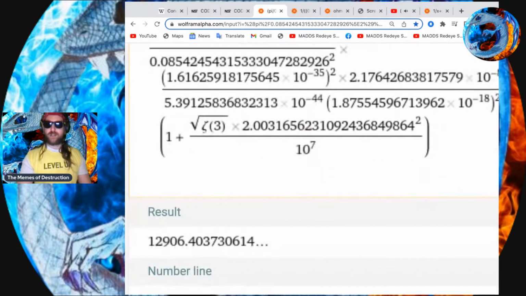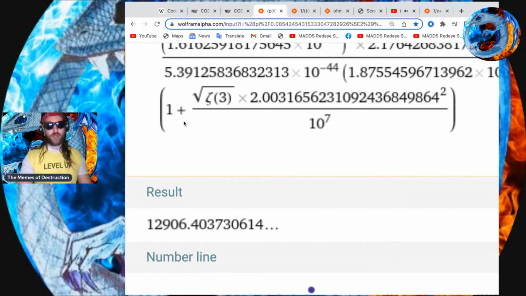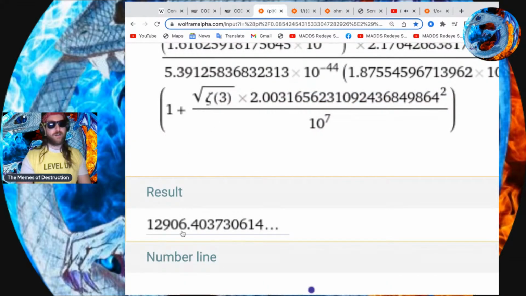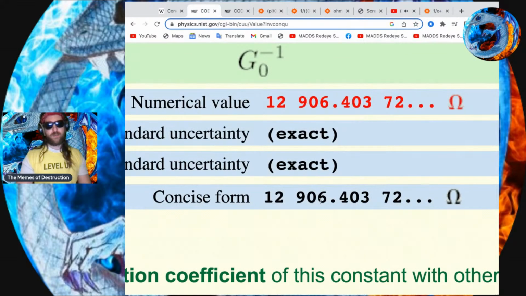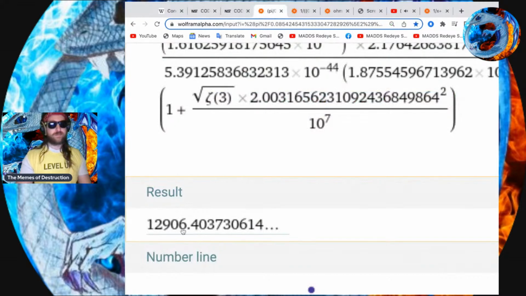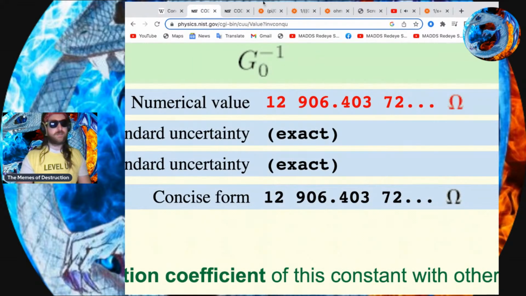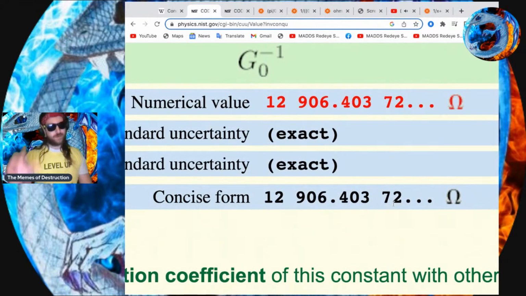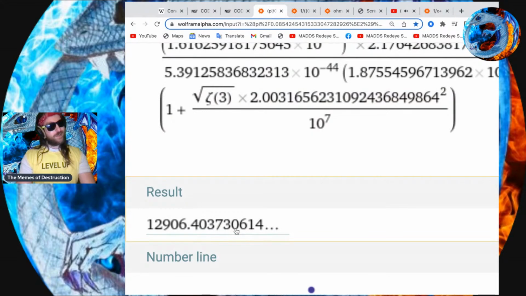So according to our derivation, the number we get is 12,906.40373, dot 72. We are off. Yes, yes. That very last significant digit. It appears that we are off. So we're just being open and transparent about that. So let's see, because they're cutting this off and saying it's exact. Oh, the next digit is a 0.